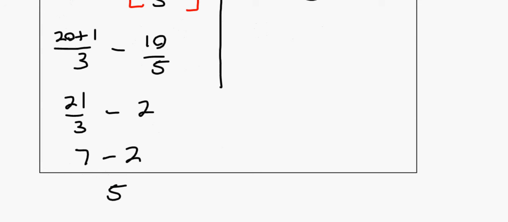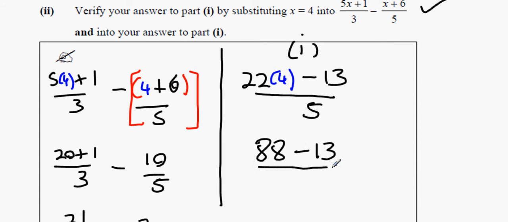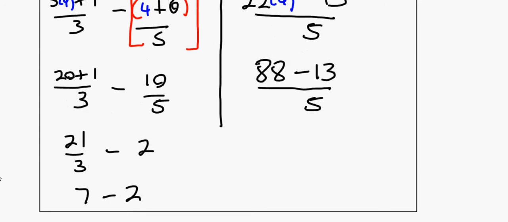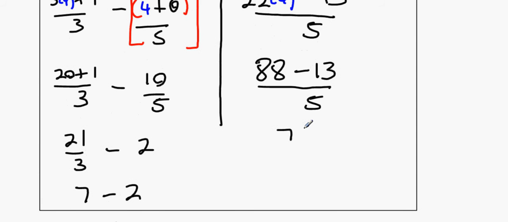Now, to verify that we got the answer for x equals 4 into this equation. Now we got to get our answer to part 1. Now remember, this is our answer to part 1, and we've replaced x with 4. So let's see what happens. We get 22 multiplied by 4 is 88. 88 minus 13 divided by 5. 88 minus 13 is 75. And 75 divided by, now remember, it's actually over 15, okay?